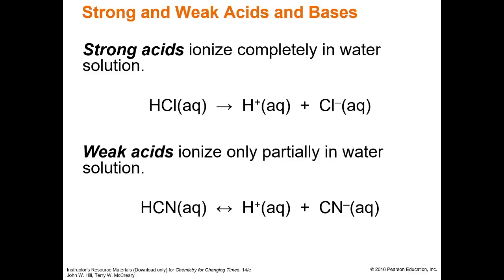A strong acid is going to ionize completely in water solution. So HCl is a strong acid because it comes apart completely when you put it in water. A weak acid, on the other hand, is only going to partially ionize in water solutions. So a weak acid is only going to partially come apart in water. Here we have HCN. Most of it will stay together when you have it in water. Only a little bit of it will come apart and give you H plus and CN minus.